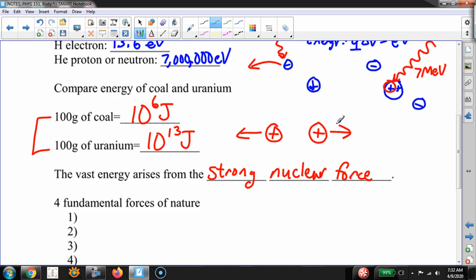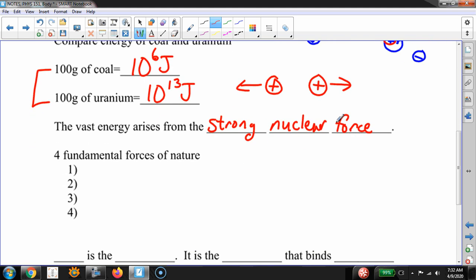And if those charges are bigger, they have more potential energy. So if I let them go, they're going to fly apart even faster. So the bigger the force is, the bigger the potential energy is. There are four fundamental forces of nature, and we've talked about three of those. The first two are the gravitational and the electric force. Gravitational is the force between two objects of mass.